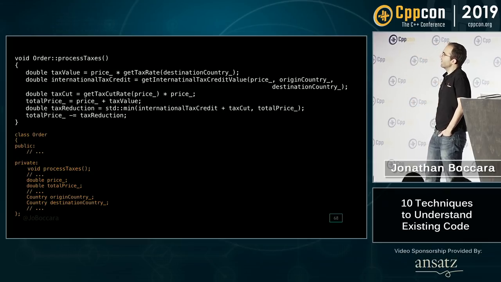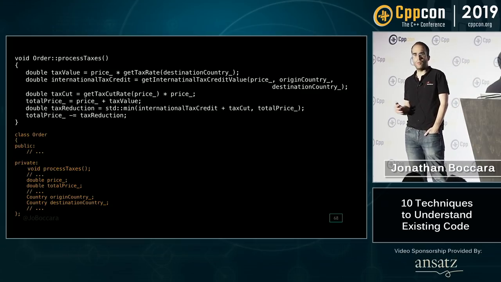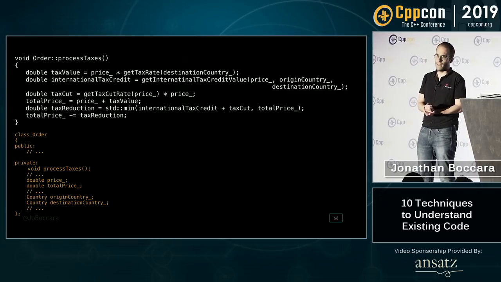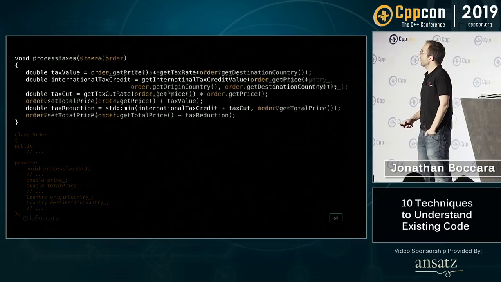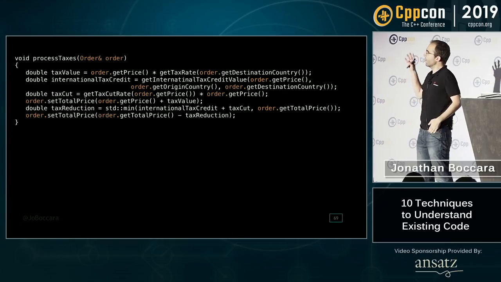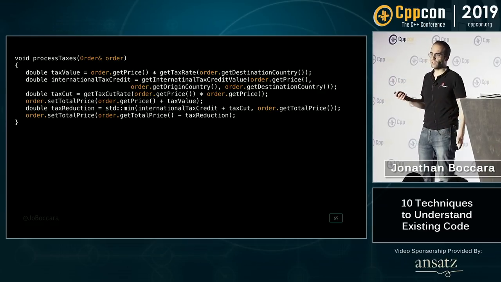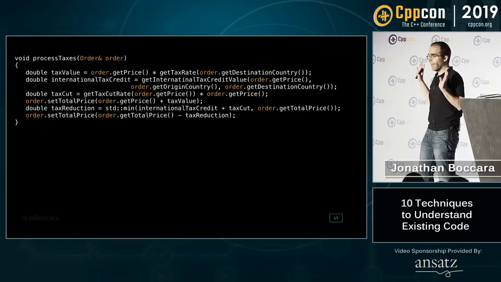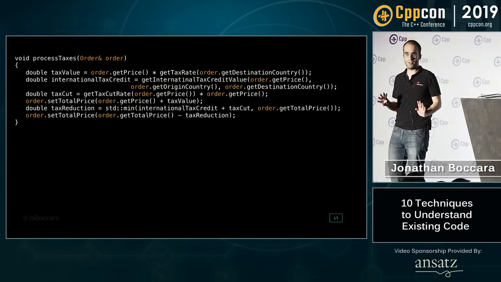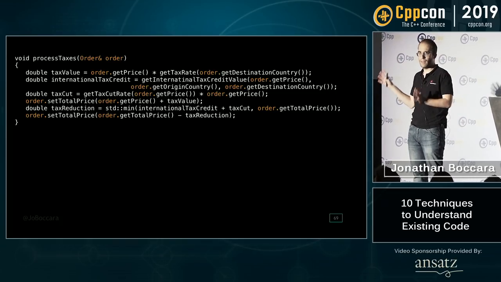And we see that total price is used in order. So we're going to change the code and decouple process taxes from order. We're going to pull the code of order out of the class. To do that, we are going to transform the member function into a free function, taking an order as a parameter. So we need to introduce some getters and setters to access the data members. Now, I'm absolutely not saying that every member should have a getter and a setter, but for the sake of this refactoring, let's introduce some temporary ones.